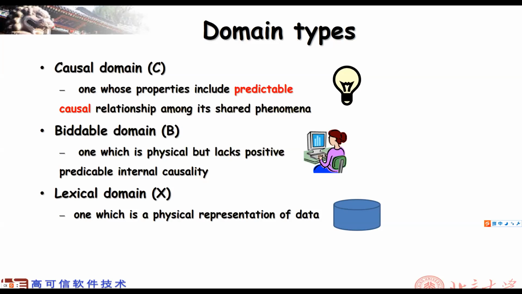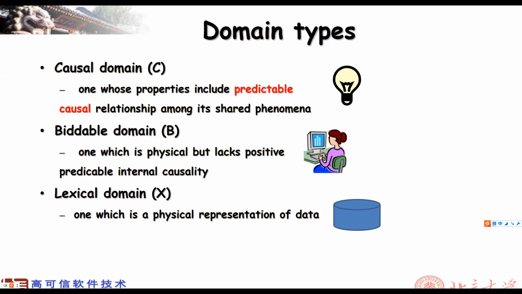The first is the causal domain. The causal domain is like a light unit. Its properties include a predictable causal relationship among its shared phenomena, which means the on pulse will enable the light to be on. Whenever you receive the on pulse, the light will be on. It can be expected. Of course, maybe someone says, what happens if there's an accident? What happens if there's something wrong with the light? That's another thing.